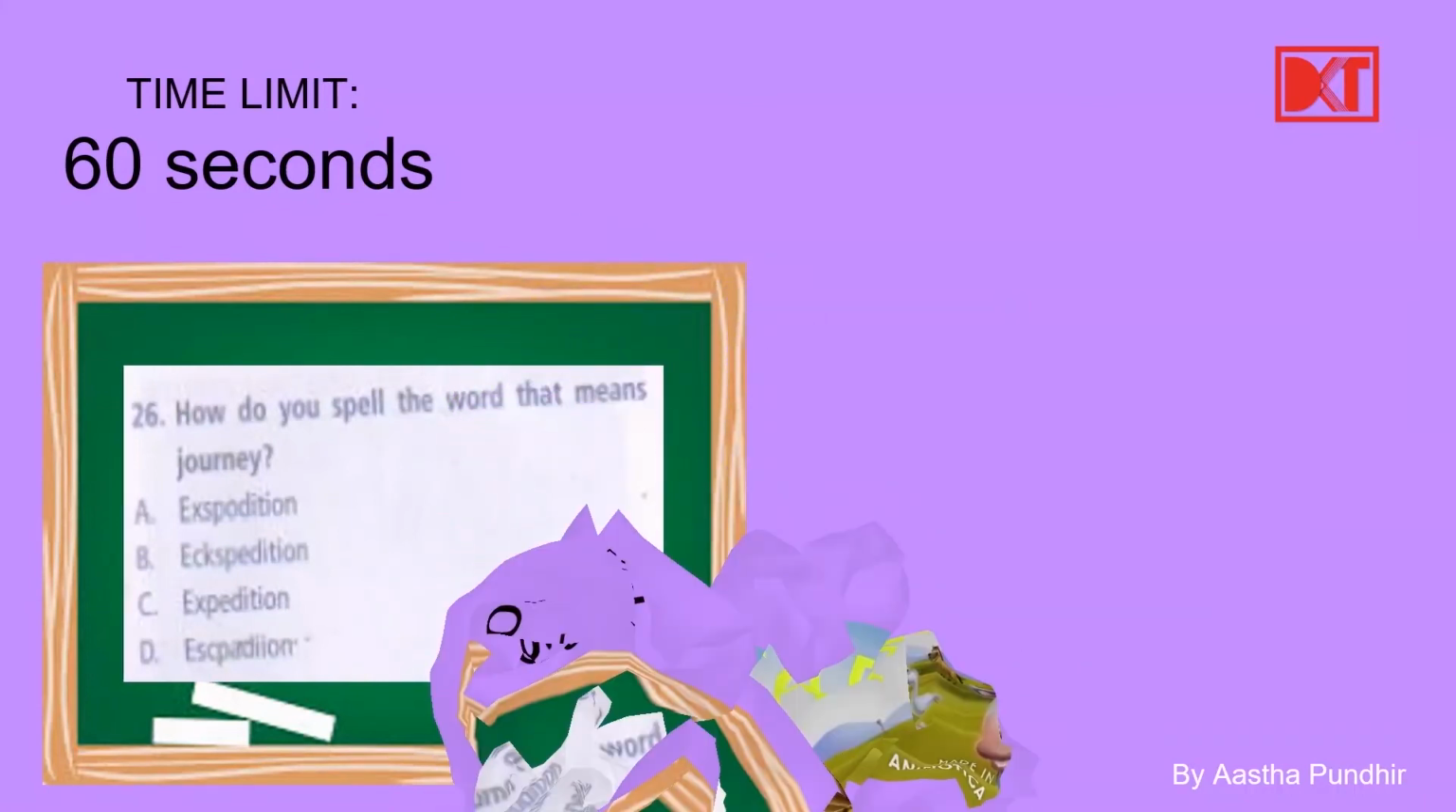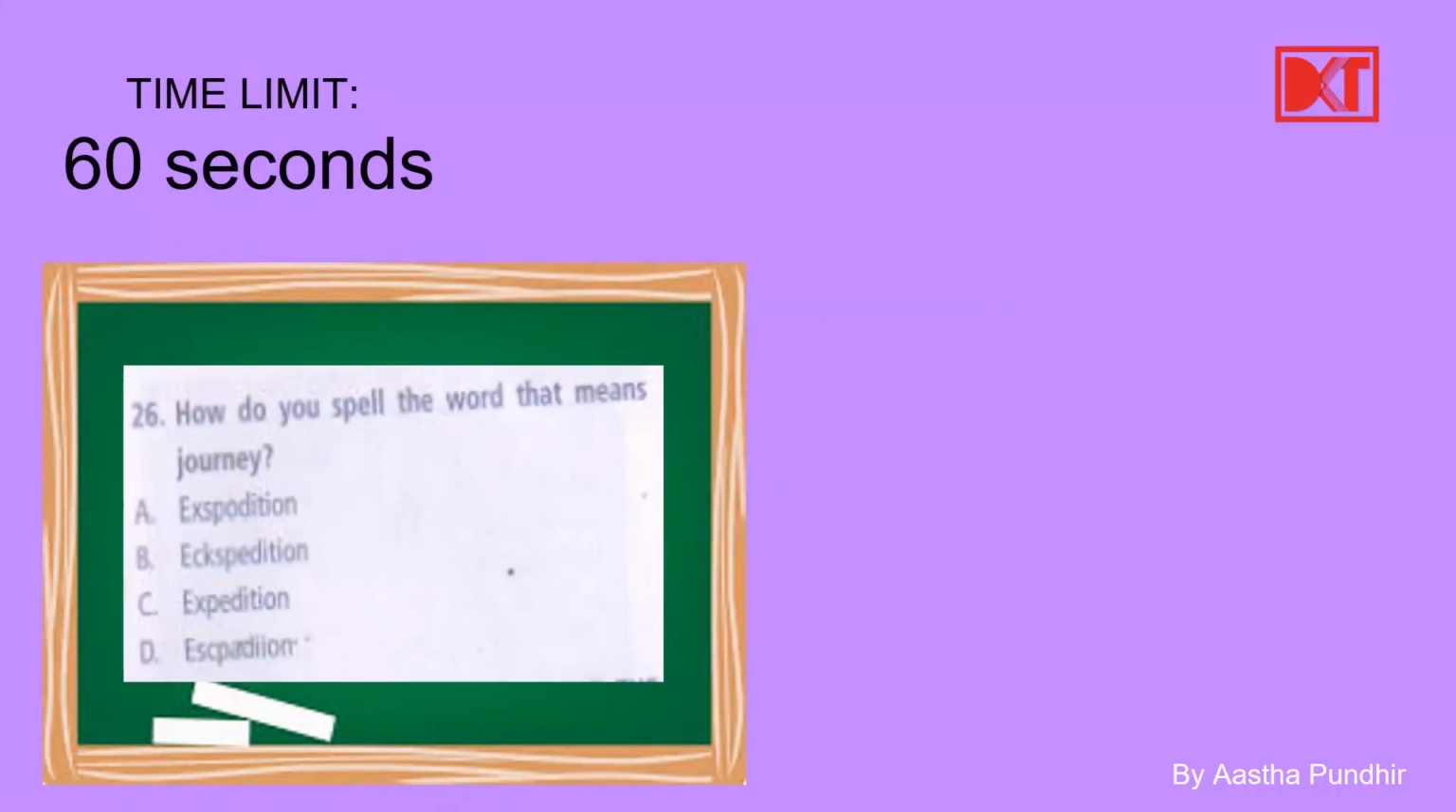How do you spell the word that means journey? Talk about journey. Here the word equating to journey is expedition. And how is expedition spelled? C. E-X-P-E-D-I-T-I-O-N. All right.